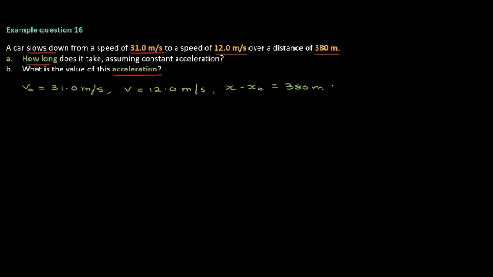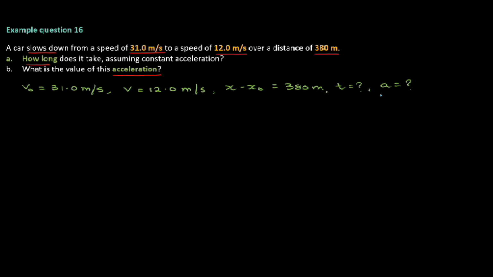I need to find how long it takes to cover this distance, that is the time t, and the acceleration of the car. So we can first solve for part B to find the acceleration, and then go to part A to find how long it takes to cover this distance. We have been given the initial velocity, final velocity, and the displacement x minus x0.